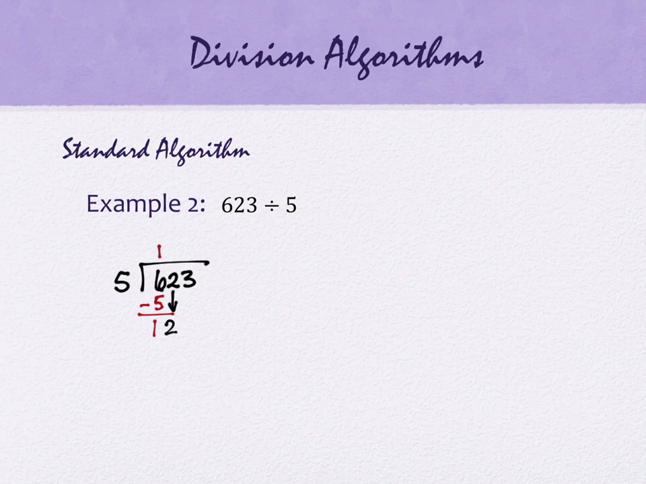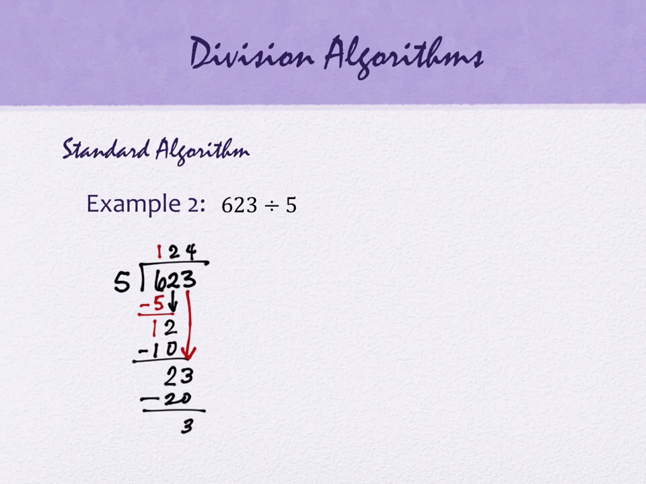And we ask ourselves something like this. How many 5s are there in 12? There's 2. And so we put the number 2 above it. But you have to know the multiplication facts of 5s to do that. So 2 times 5 is 10. And we subtract. 12 minus 10 is 2. And then we bring down our last number, because it's a 3-digit number, the number 3. How many 5s are in 23? 4. 4 times 5 is 20, and we subtract.